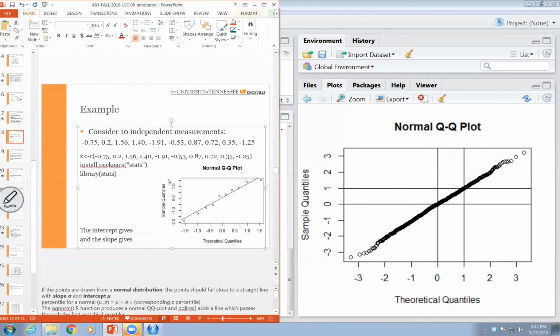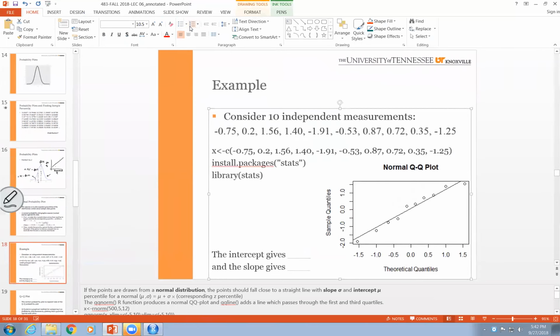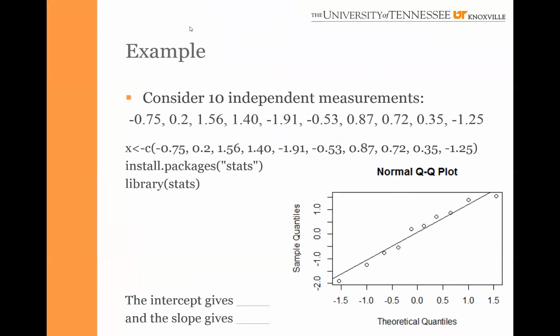So in essence, going back here, you have QQ norm, right? And QQ line is going to give you the corresponding line. And intercept is what mu is, and slope gives you back sigma. So you can use the plot to get back the two parameters that you're interested in.